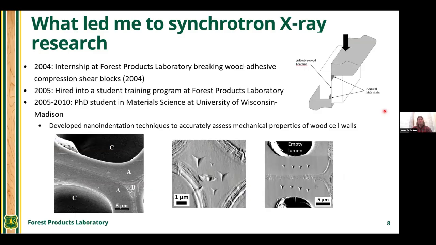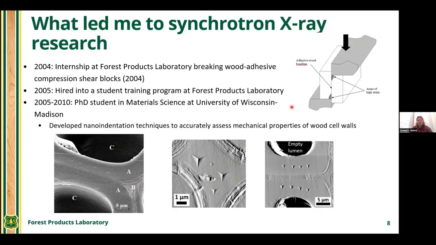So just briefly, kind of what led me to synchrotron X-ray research. Back in 2004, I got an internship here at the Forest Products Laboratory, and I spent an entire summer making and breaking wood adhesive compression shear blocks. I did that thousands of shear blocks, and then apparently I did a good job because they decided to hire me on into a student training program at the Forest Products Laboratory.